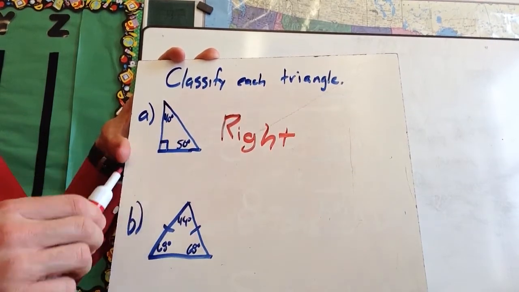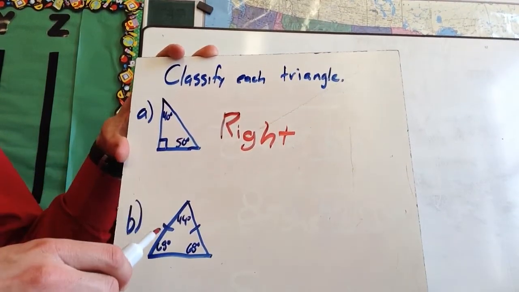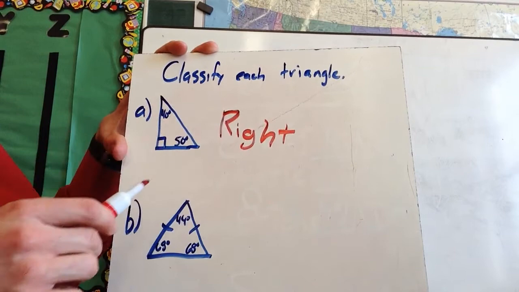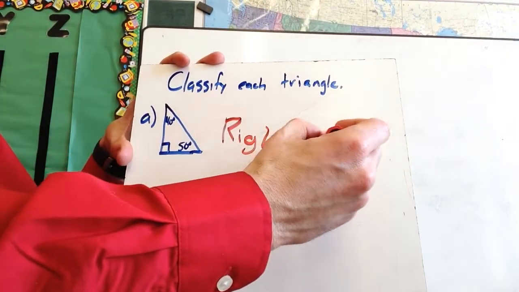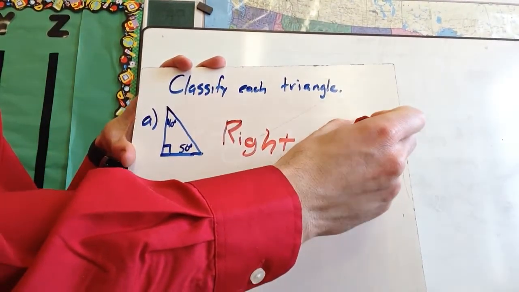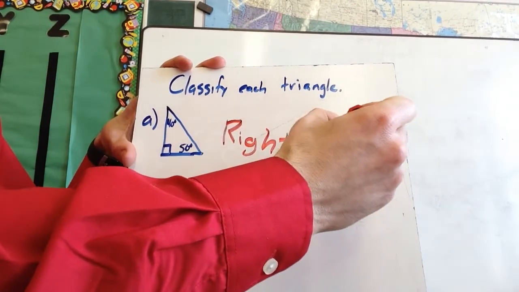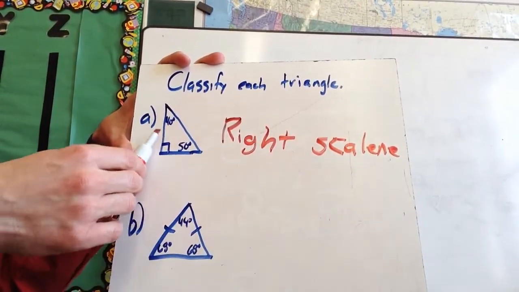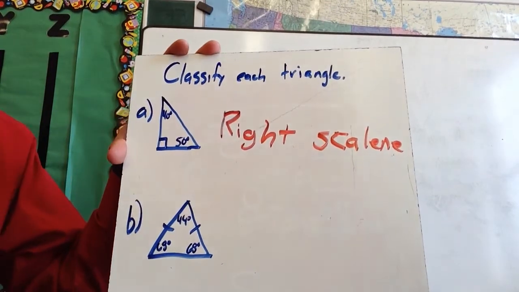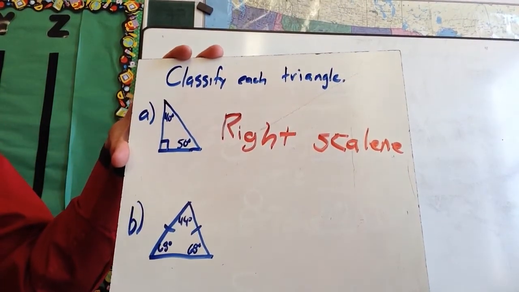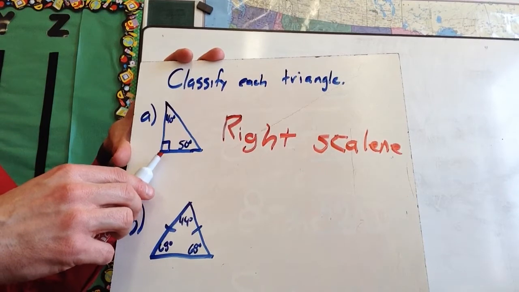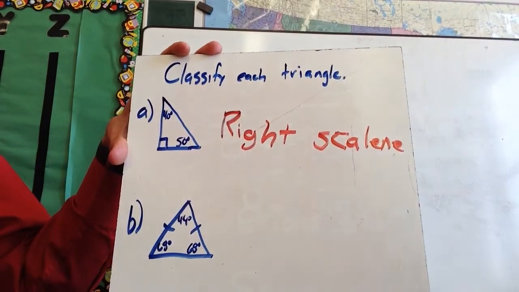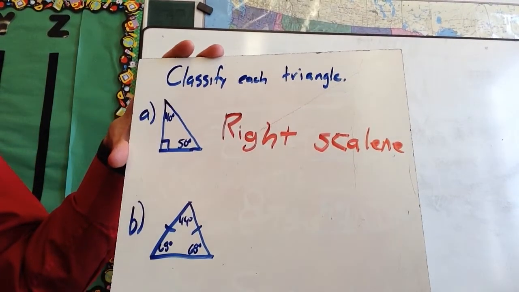All three sides are different lengths. So this is a right scalene. Right? It's a right triangle because there's a right angle. It's scalene because all 3 sides are different. So a lot of times in the past, I believe people have classified them either by angles or by sides. Remember, we are classifying both angles and sides.